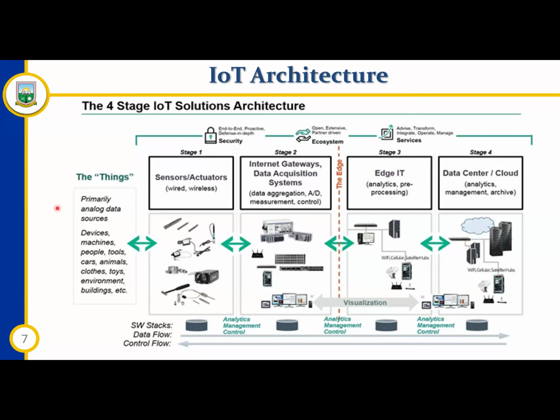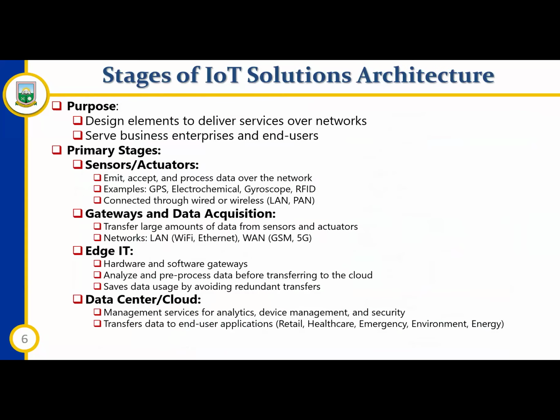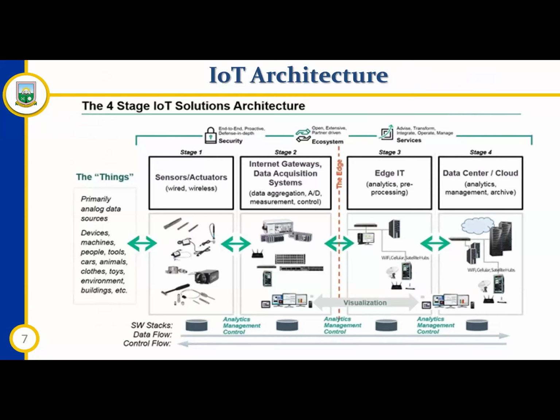All right, so you have the videos. This is the IoT architecture, and I'm saying that there are 4 stages of the IoT solution architecture. At stage 1, we have the sensors and actuators coming in. Stage 2, we have the internet gateway and data acquisition system. Stage 3 is the Edge IT itself, and stage 4 is the data center and the cloud. These are the 4 main stages that exist. Now let me hit on each of them.